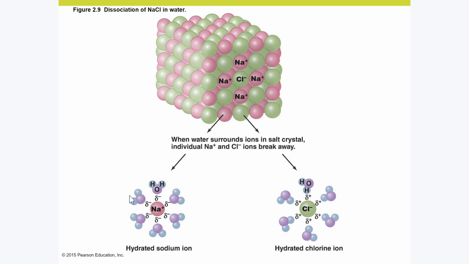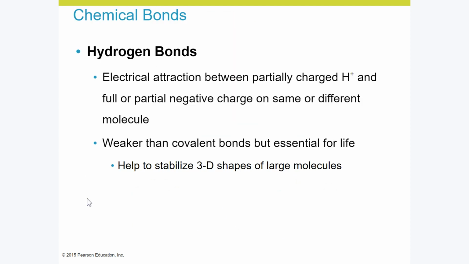But water does this amazing thing where it will pull them apart and completely dissociate those bonds. So you can see that sodium is completely surrounded with the oxygen, while chlorine is completely surrounded by the hydrogen because of those different poles. So, what is hydrogen bonding? I keep talking about it. It's the electrical attraction between those partially charged hydrogen ions and the fully or partially negative charge of the same or a different molecule. So we saw it with the salt.